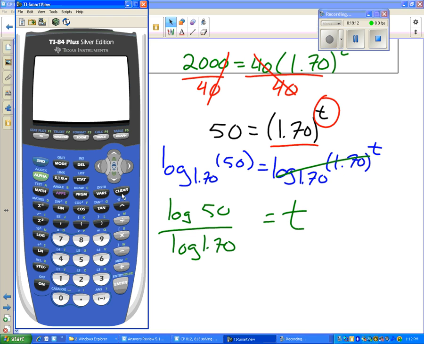I'm going to choose natural log. Does it matter? No. Natural log of 50 divided by the natural log of 1.70, and I get 7.37.